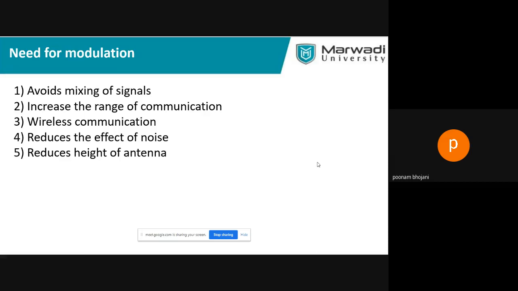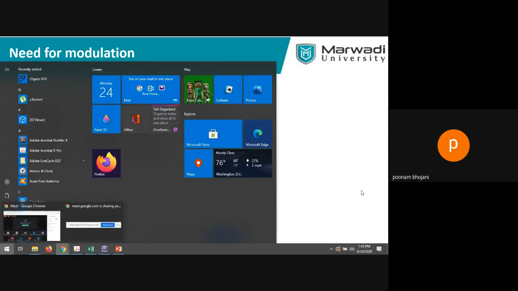So the frequency difference between the two signals will be very large, or you can keep it very large, because you have a large bandwidth at high frequency. If the frequency difference is very large, you can avoid the mixing of signals. That is the first need or first advantage of modulation. Any doubt about the first advantage, avoiding mixing of the signals?